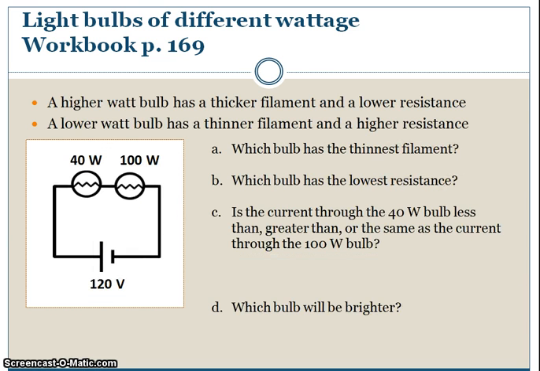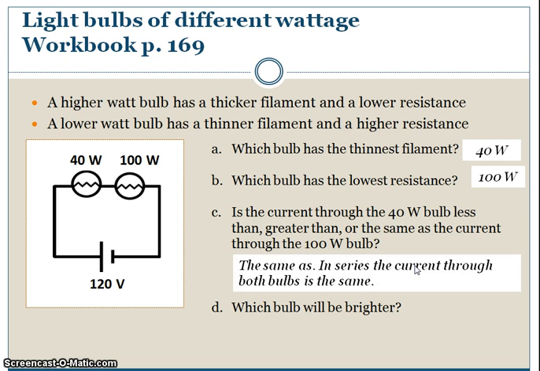All right. But if things are in series, it gets to be a little bit different. So we can still use the same rules here. Which one has the thinnest filament? It's going to be the 40 watt bulb. The lowest resistance is going to be the 100 watt bulb. But here when they're in series, remember things in series have the same current going through them. So the current going through both of these is going to be the same.